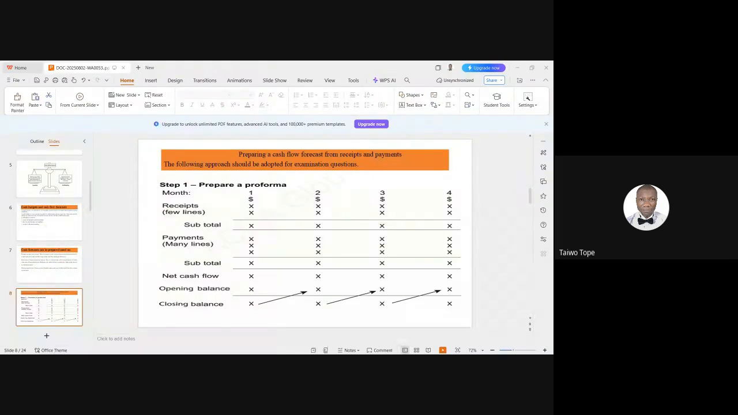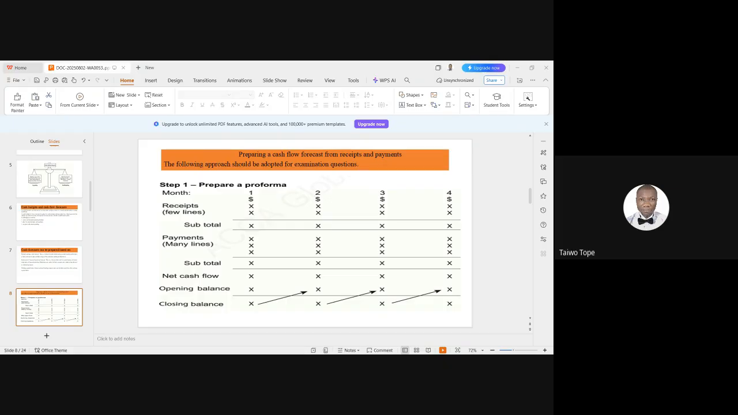Now the difference between your receipt and payment will give you what? It gives you your net cash flow. And for you to get your closing balance for year one, there should be an opening balance before year one. And if there is no opening balance, fine. What you do is just to have a dash as your opening balance. That is 0. 0 plus your net cash flow will give you your closing balance for year one.